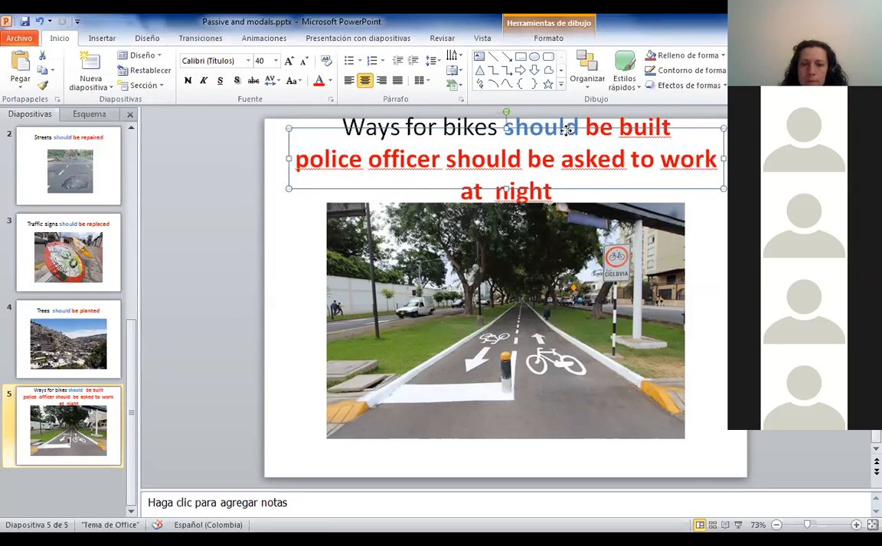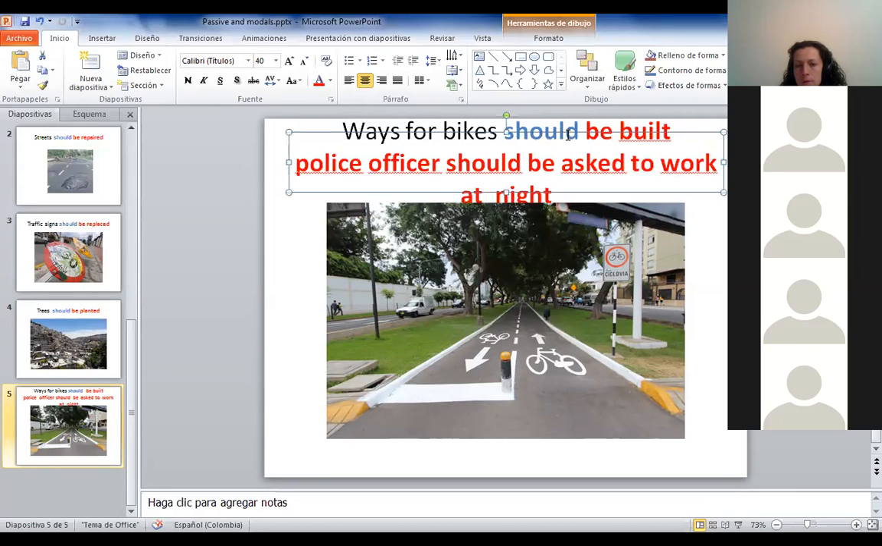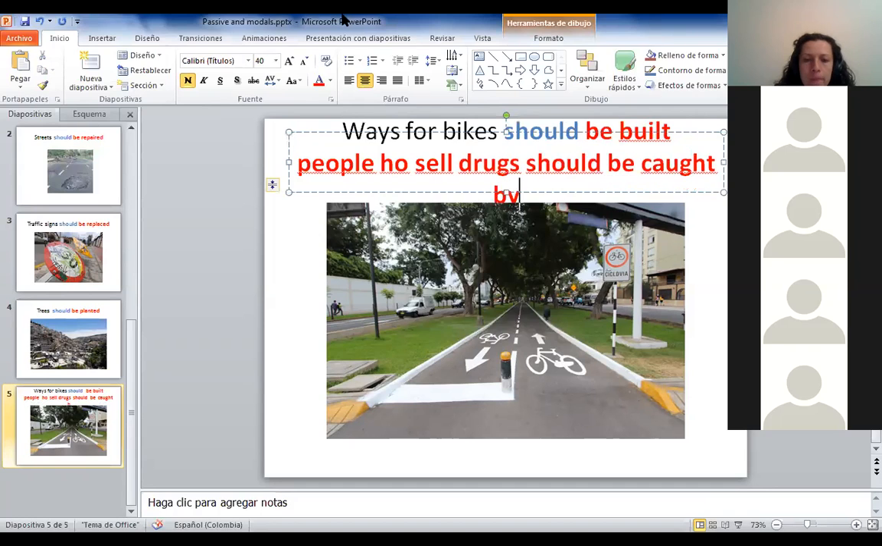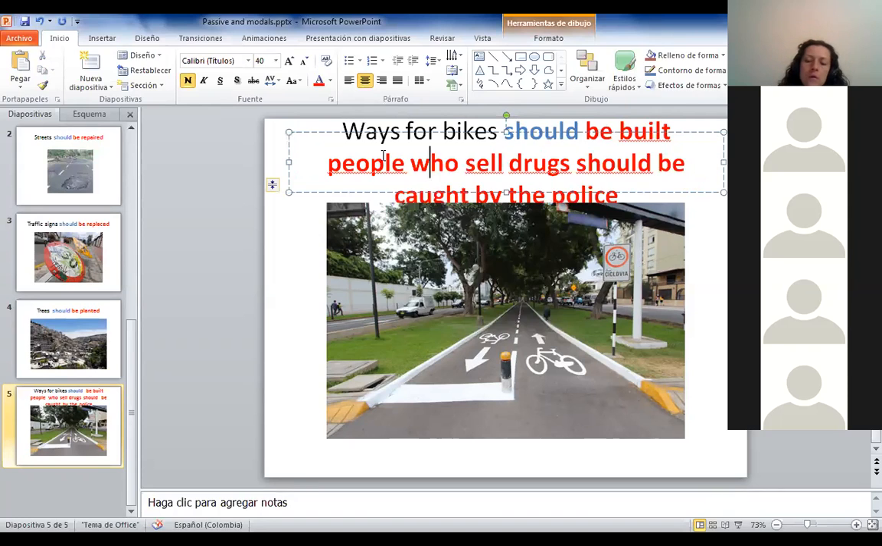For example, in my neighborhood, people who sell drugs must be caught by the police. Okay. People who sell drugs should be caught by the police. Right. Okay. Rafael, do you have one?